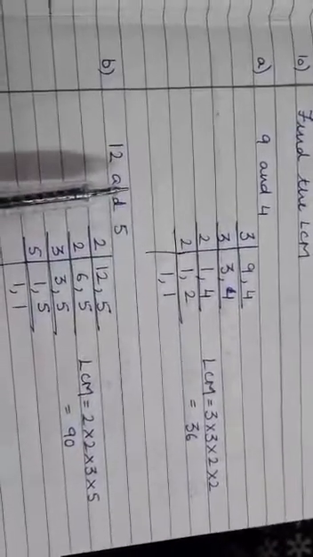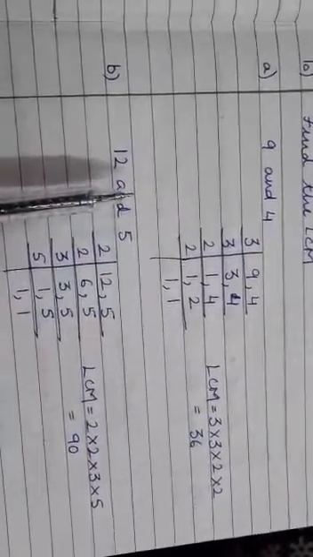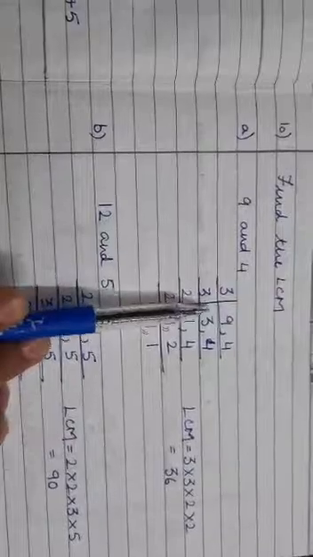Now in question number 10, again you have to find the LCM. Here a pair of numbers is given to you. You have to observe a common property in the obtained LCM. Is LCM the product of the two numbers in each case? So here, first of all, you have to find the LCM of 9 and 4. See what you will get.